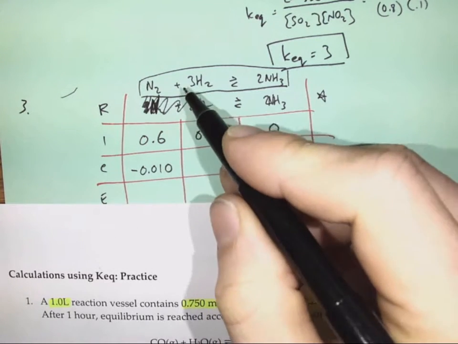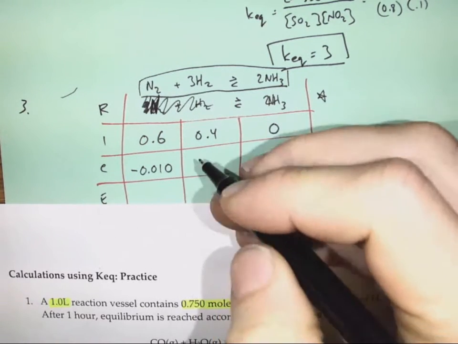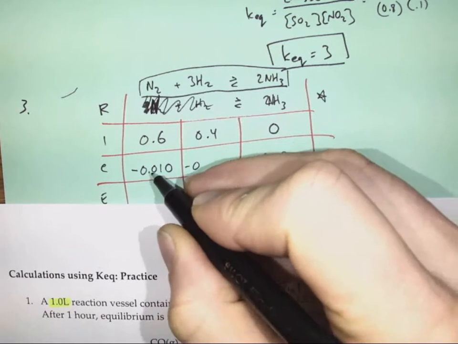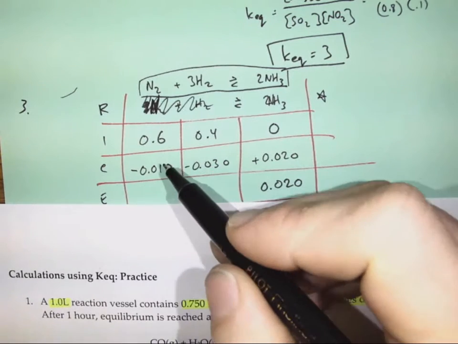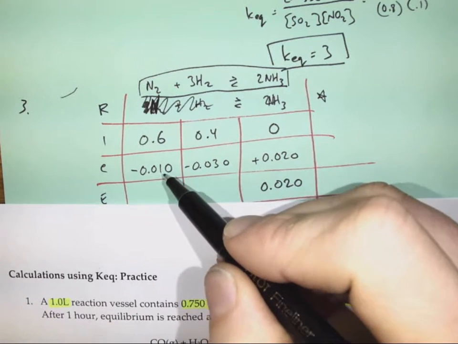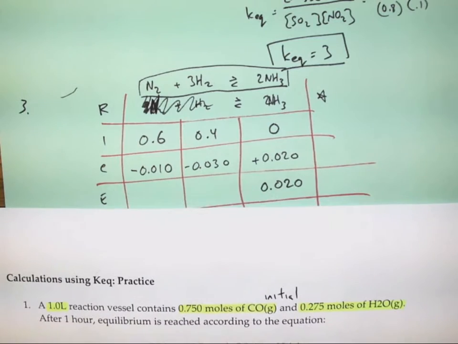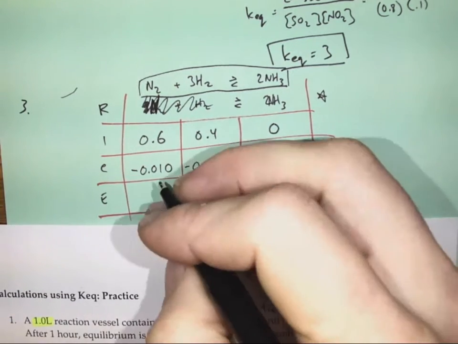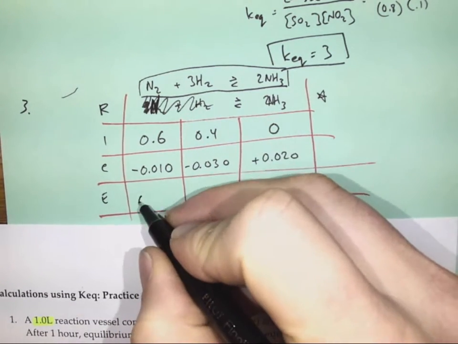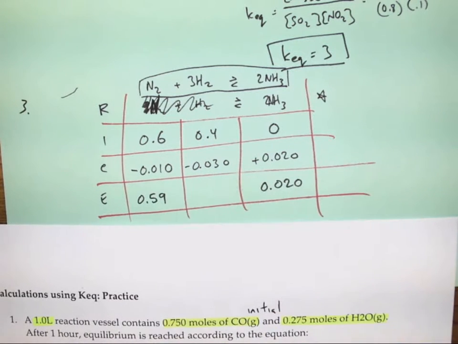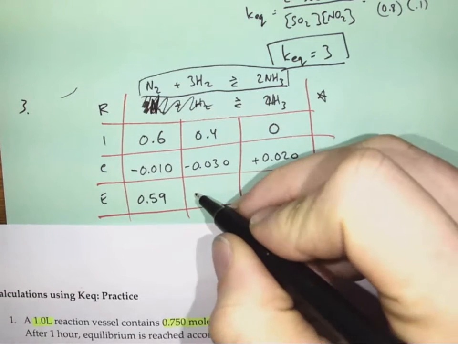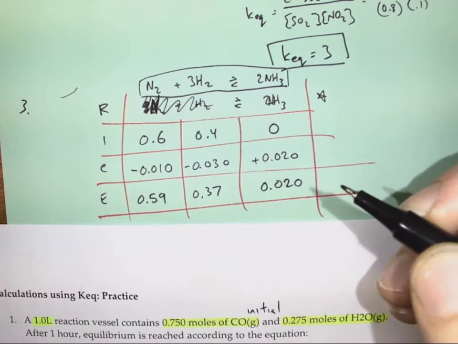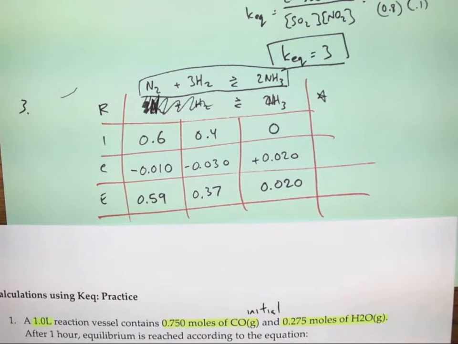And we'll also be consuming 3 times that many hydrogen moles. So I'm also going to be consuming 3 times as many hydrogen moles. And you can check with the calculator to confirm that this is 3 times 100th. And okay, now we can do some arithmetic here and say, okay, I think that gives me 0.59 moles of nitrogen and 0.37 moles for every liter of hydrogen gas.